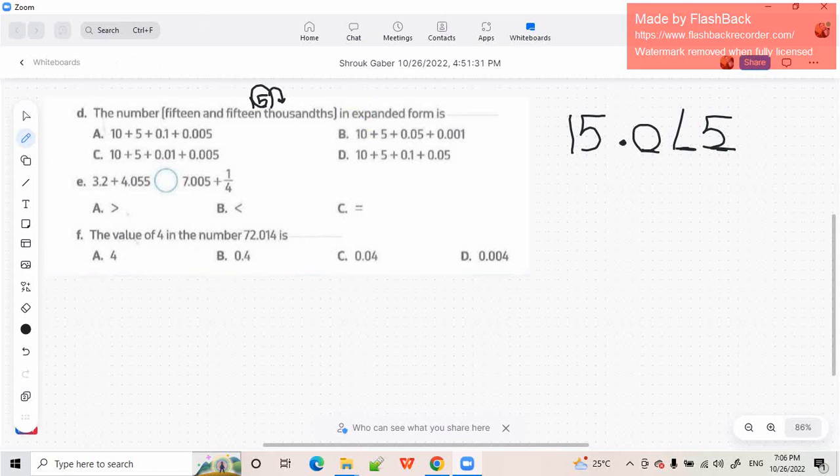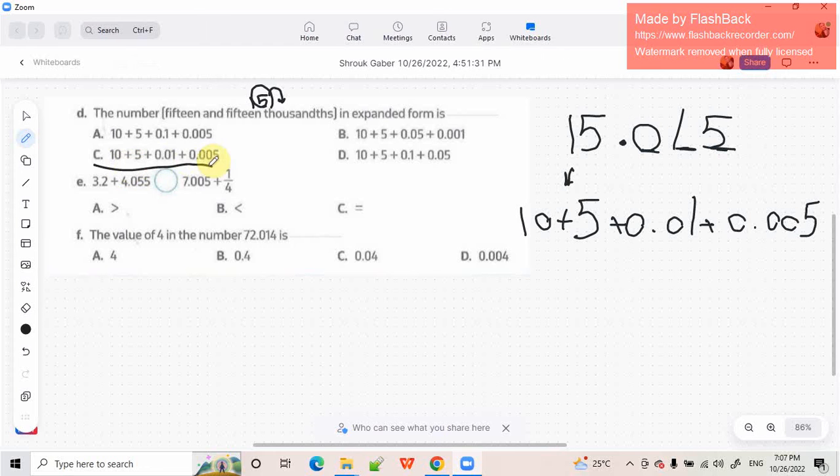Okay, now I write a number in standard form, but he wanted to write a number in expanded form. How can we write a number in expanded form? By write each digit in its value. Okay, 10 plus 5. The value of 5 is 5 plus value of 0, 0, so I don't write 0. Value of 1, 0.01 plus 0.005. Okay, so the answer will be number C. The answer will be number C.